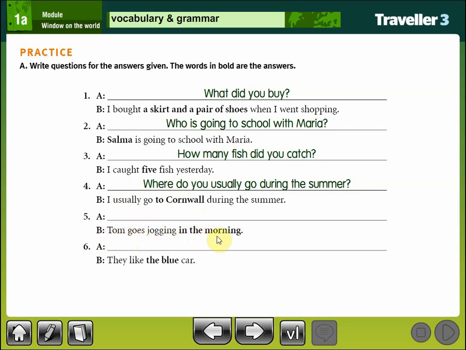Tom goes jogging in the morning. We're going to ask about a time here. When does Tom go jogging? Again, we added does because it is, let's say, about the object and not about the subject of the sentence. They like the blue car. What car do they like is kind of acceptable, but let's make it into a list here. We want to ask about which car. So you say, which car do they like?